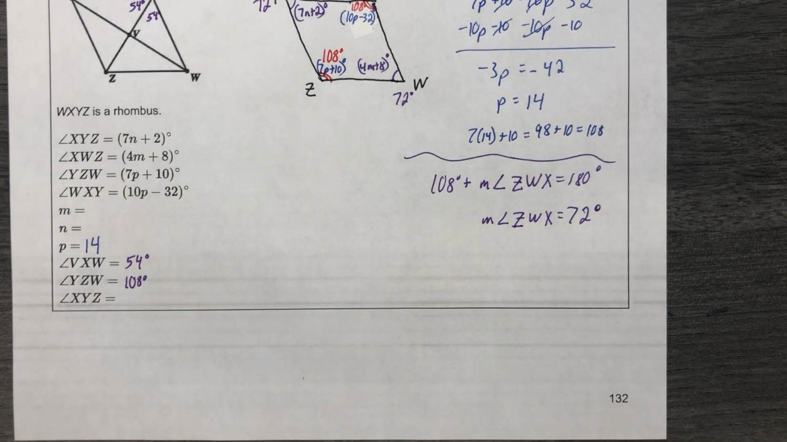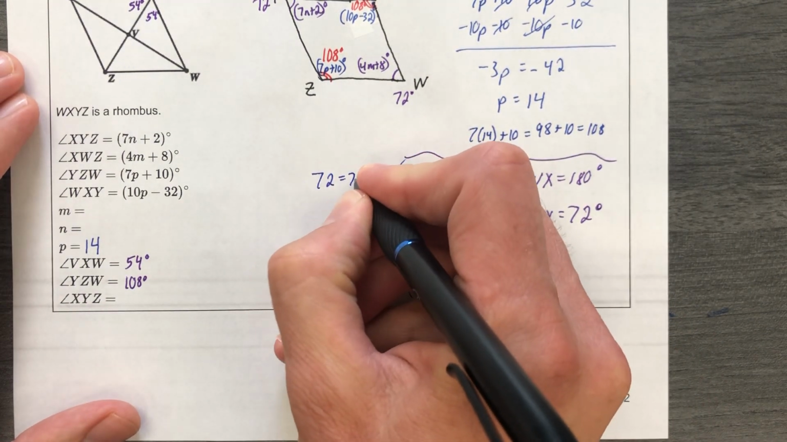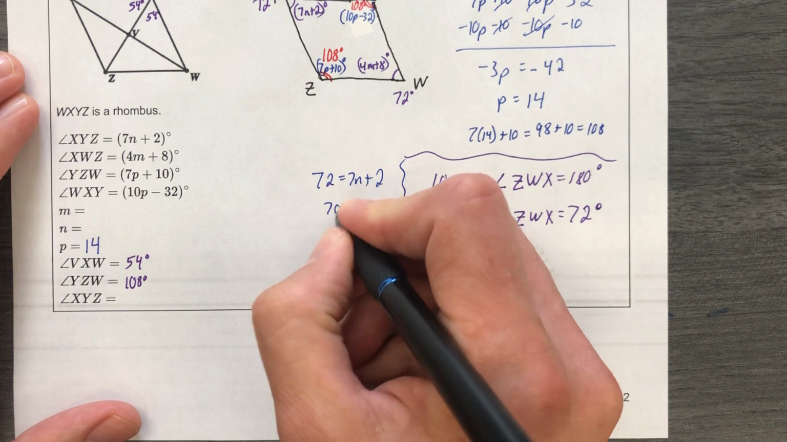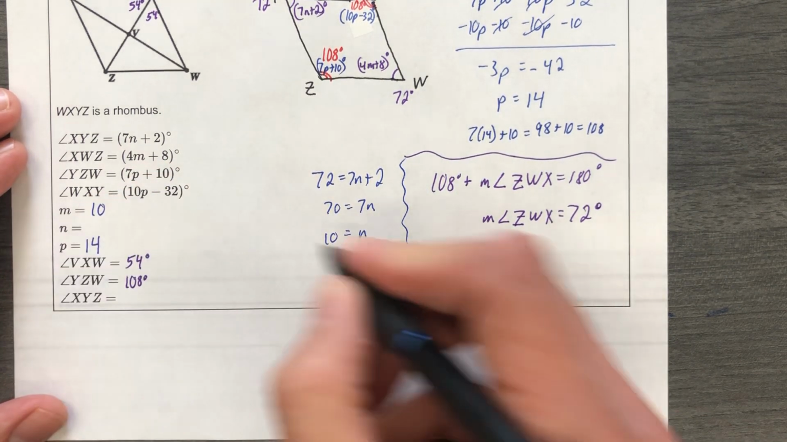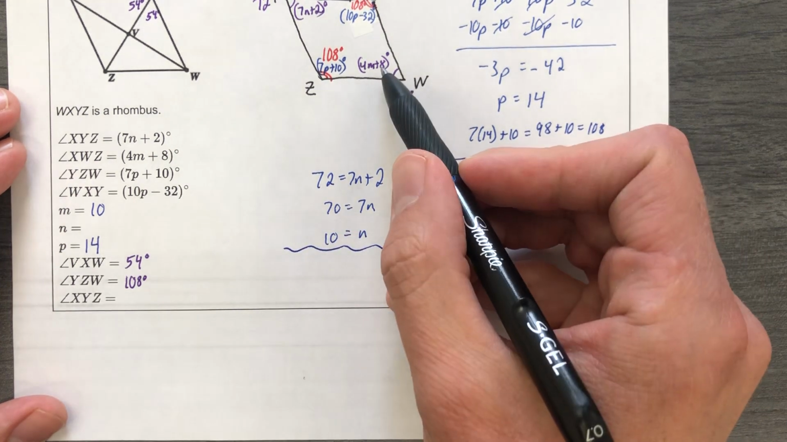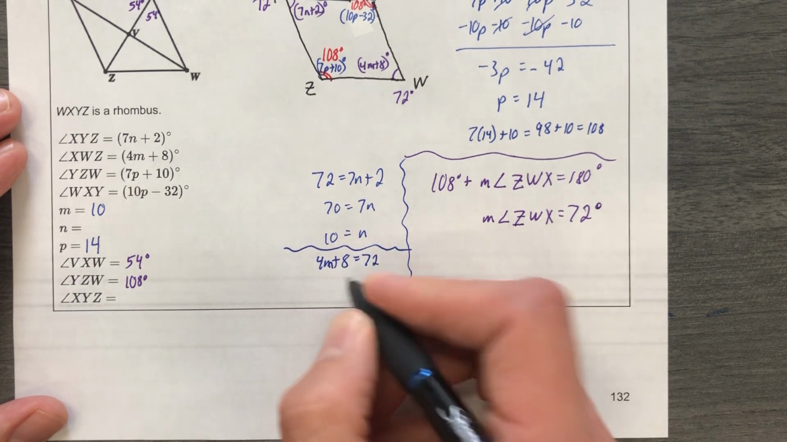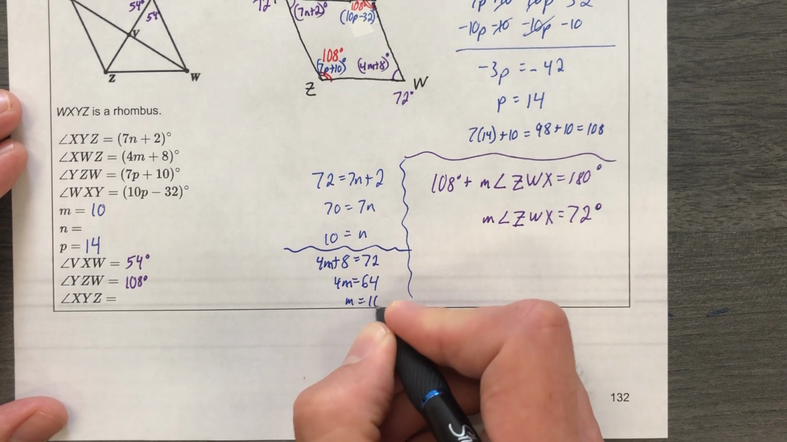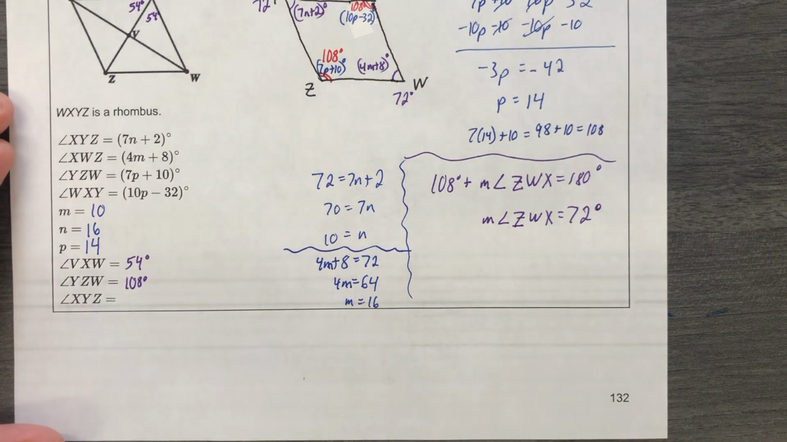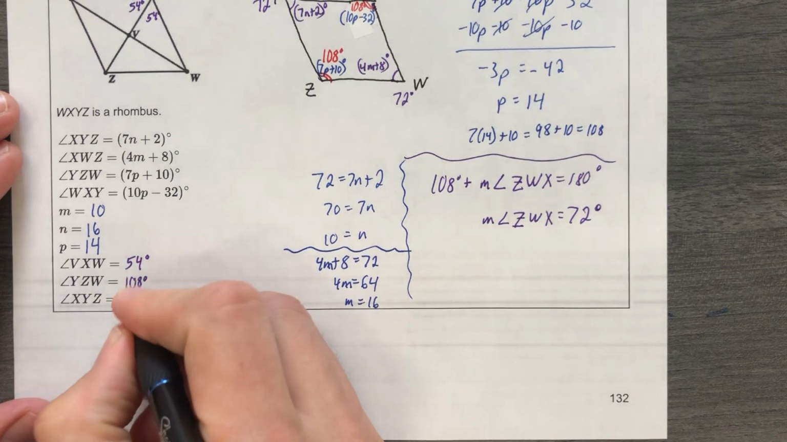That's going to help us find N and M, so let's do that in a separate space. There's a lot of things going on here. We're going to have 72 equals 7N plus 2. Subtract 2 from both sides. That's going to give you that N is equal to 10, okay? Good to know. All right, this is also 72. So 4m plus 8 is equal to 72. So 4m equals, having a hard time with my m's, 64. M is equal to 16. Okay, that's good. And XYZ, 72. We know that one as well.